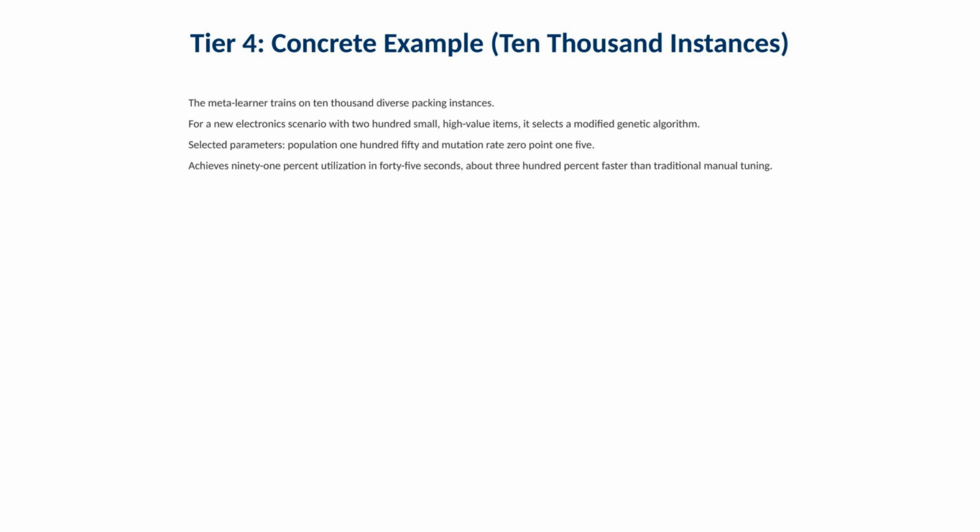In the example, the meta-learner is trained on 10,000 diverse instances. When a new electronic scenario arrives with 200 small, high-value items, it selects a modified genetic algorithm automatically. The selected settings include population 150 and mutation rate 0.15. The reported outcome is 91% utilization in 45 seconds, roughly 300% faster than approaches that require manual tuning.